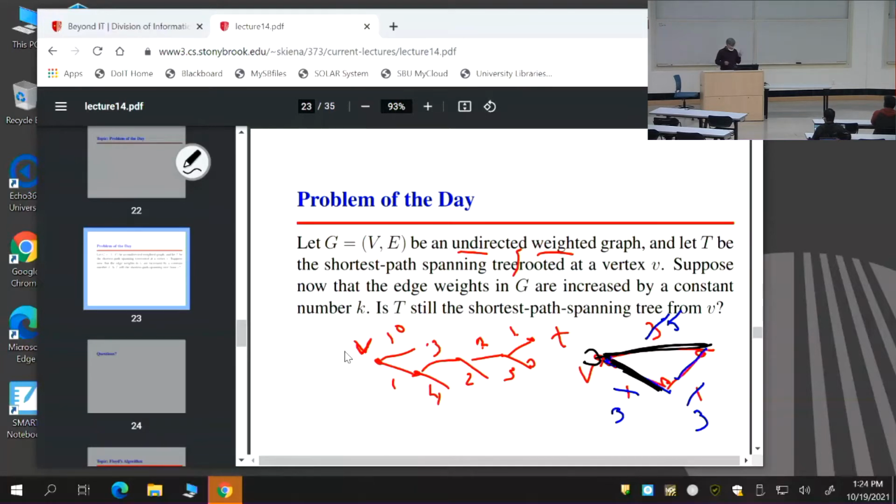Now, suppose we did the same thing with minimum spanning tree. Suppose I took a graph and I found the minimum spanning tree, and I increase every one of the edges in the graph by a value of k. Does the minimum spanning tree change? I see people shaking their heads knowledgeably. Why does it not change? Can anyone give me a proof?